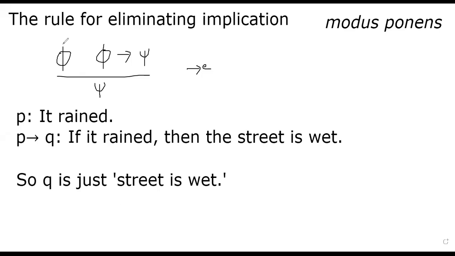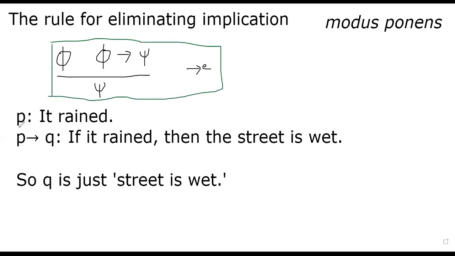Okay, if you have established pi already, and you know if pi happens, then psi will happen, you can conclude psi will happen. Let's instantiate this for a concrete example. Let's say P to be it rained. P implies Q to be if it rained, then the street is wet. Now you can map it to the structure here, right? We are going to do implication elimination. So by taking P and P implies Q, we can definitely come to the conclusion Q. Q is the street is wet.